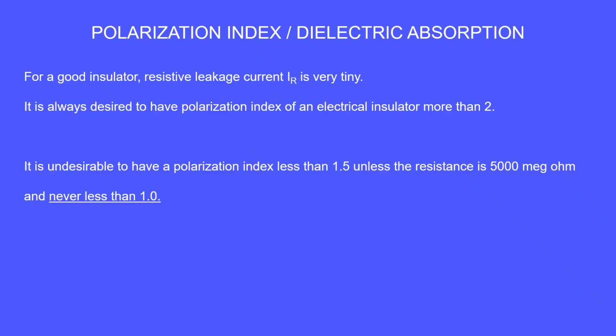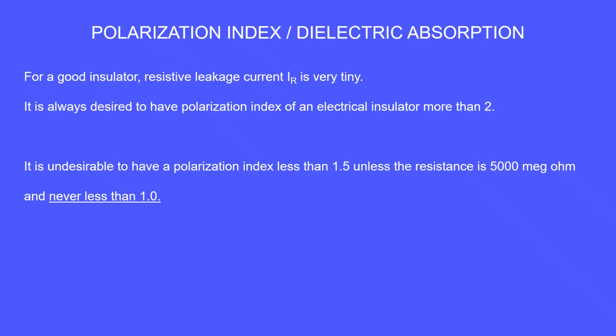It is undesirable to have a polarization index result less than 1.5 unless the resistance measurement is 5000 megohm and above. We never accept a PI result less than 1. It is always necessary to study the leakage current trend. We will study some results next.